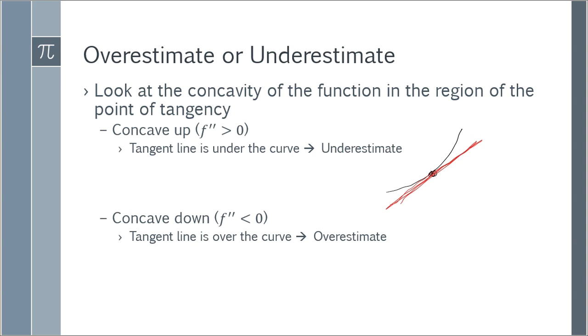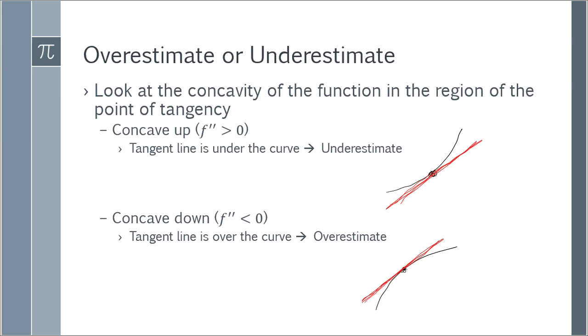Whereas if I draw a function that's concave down with a point of tangency and draw my tangent line, I can see that the tangent line is always going to be above the curve, therefore giving us overestimates. And again, we're looking at the concavity in the region around this point of tangency, because when we're using the tangent line to estimate, we're actually not at the point of tangency.